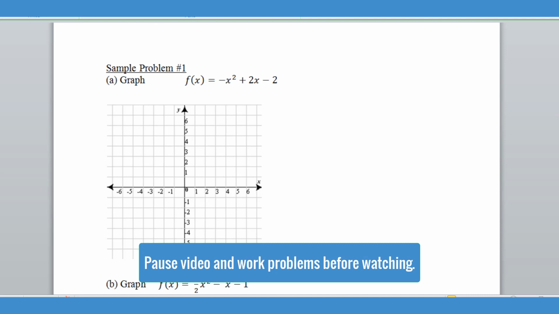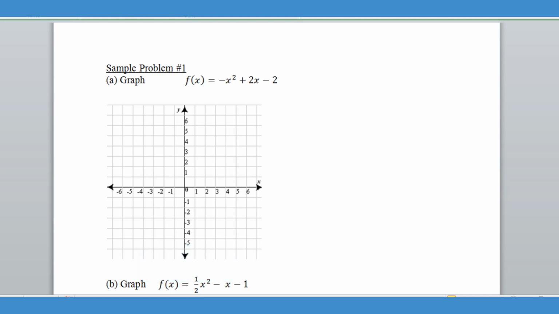I'm going to go ahead and work through these quickly. Be sure to stop the video if you need to look back at something and you are unsure. So first things first, I'm going to identify the a, b, and c. So I know here a equals negative 1, b equals 2, and c equals negative 2.